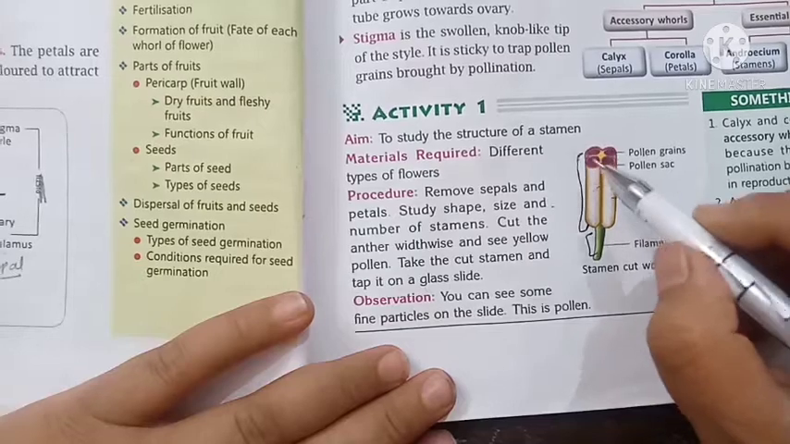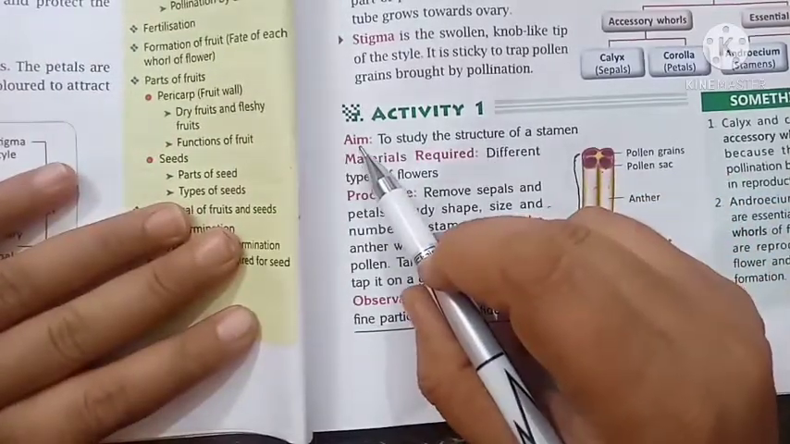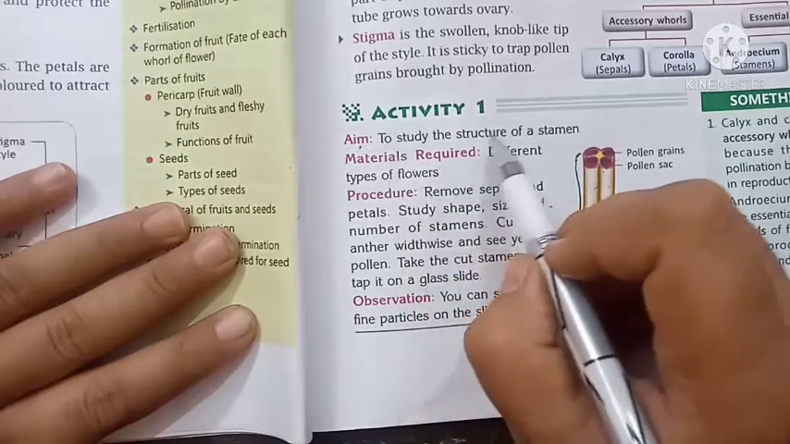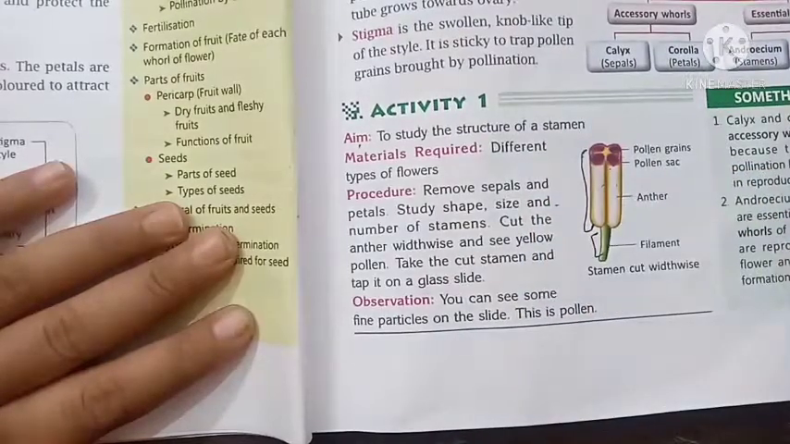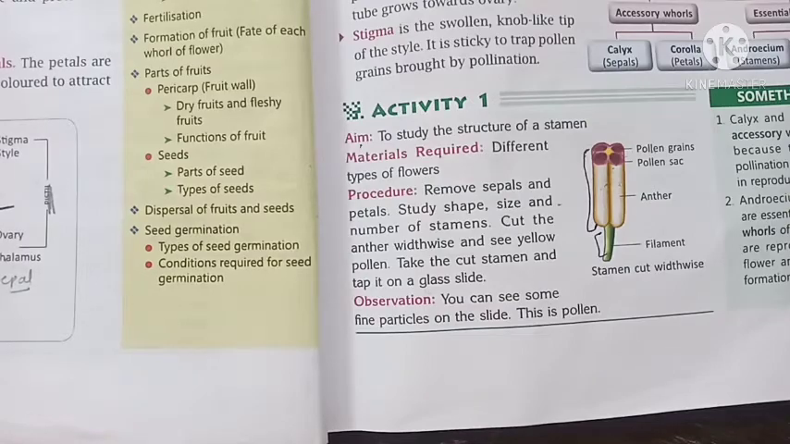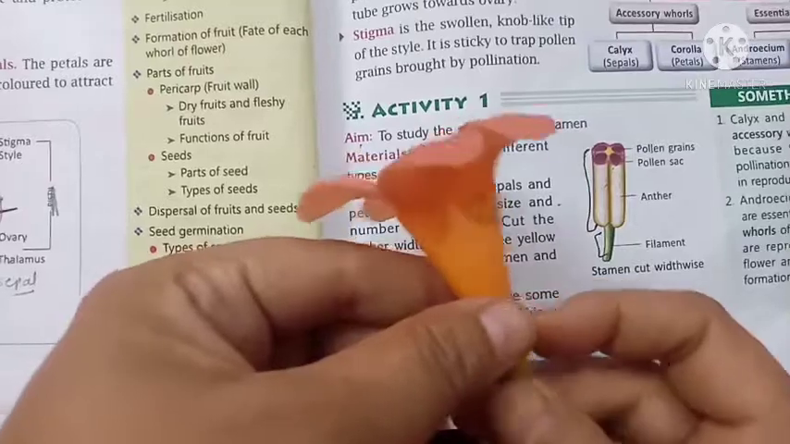So first of all, our aim is to study the structure of a stamen. For it, children, I have one flower to show you. Beta, see, I have this flower to show you.